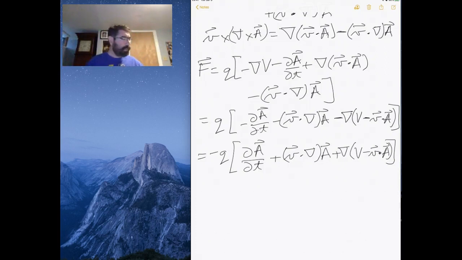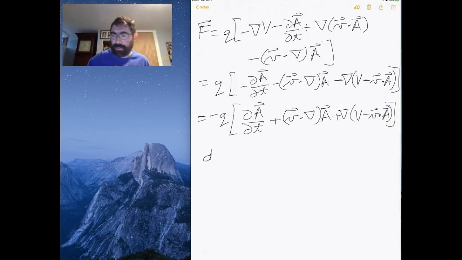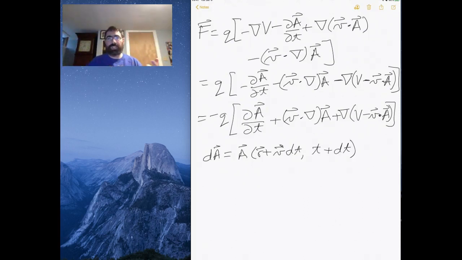Okay. So now let's consider the differential of A. So dA is equal to A at R plus V dt, T plus dt. So we're just shifting everything by a time dt. The position is shifted by the velocity times the time, the time is just shifted by dt, minus A at R and T.